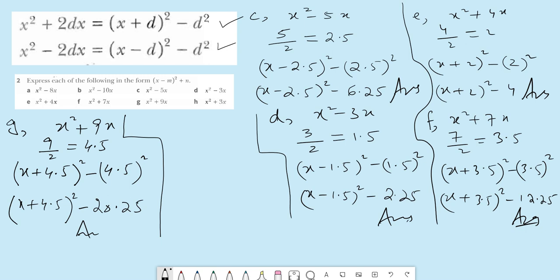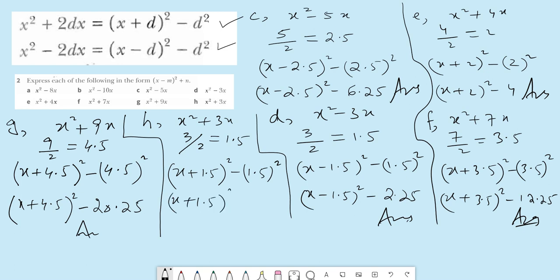Move to the last part, H. Part H is x square plus 3x. So first divide the 3 by 2. We will get 1.5. Then x plus 1.5 whole square minus 1.5 square. If you find 1.5 square from your calculator, you will get 2.25. So this is our final answer, 2.25.